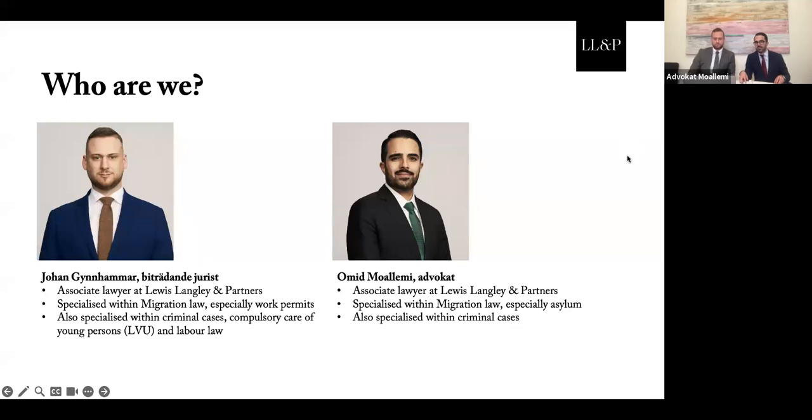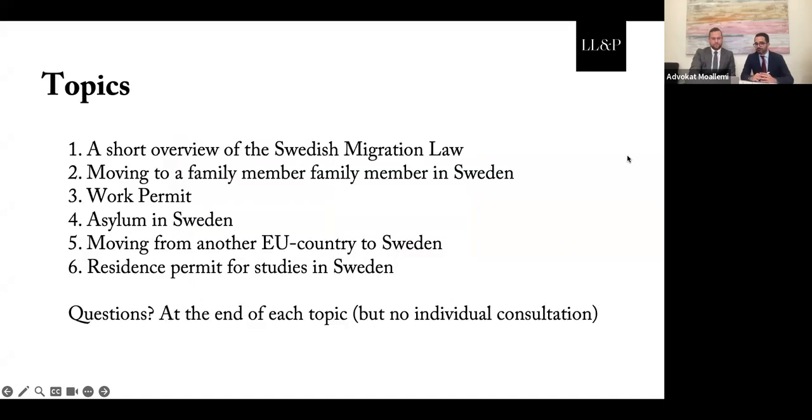So in Swedish, I am what is called advokat, and I am specialized in migration law, and especially in asylum cases, those who seek refuge in Sweden. But I also work with criminal cases, if a crime has happened to someone or if they are accused of a crime. And Johan and I work together at the mentioned law firm, Lewis Langley and Partners.